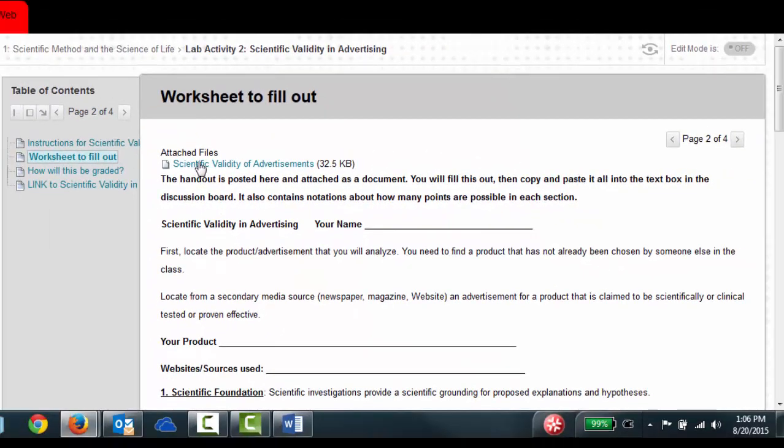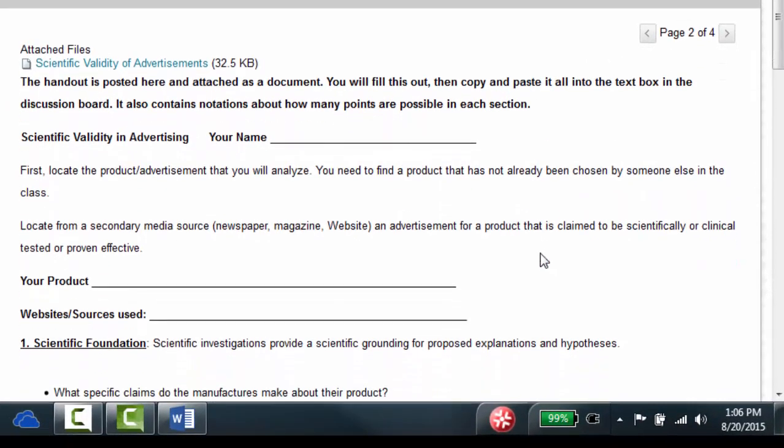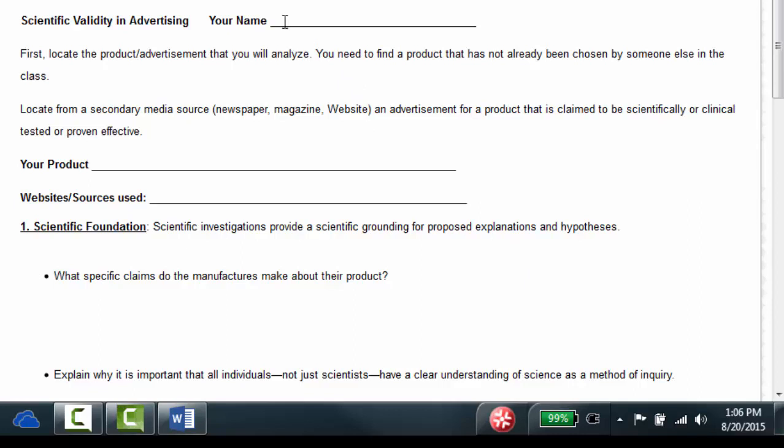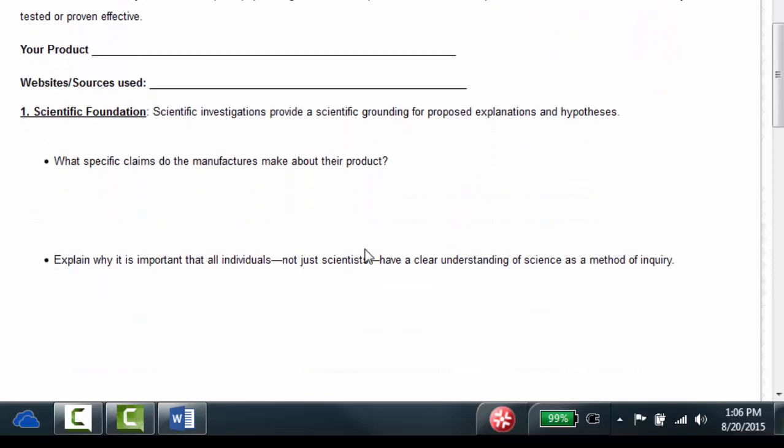Next thing, you can download it right here and type into it. That's what you want, but I'll just show you this so that you can see the document. All right, so you put your name and your product, and then as you do your research, copy and paste your websites into here. You don't have to use a format, just copy and paste the address. At least 2, but more is better. All right, let's look at the questions.